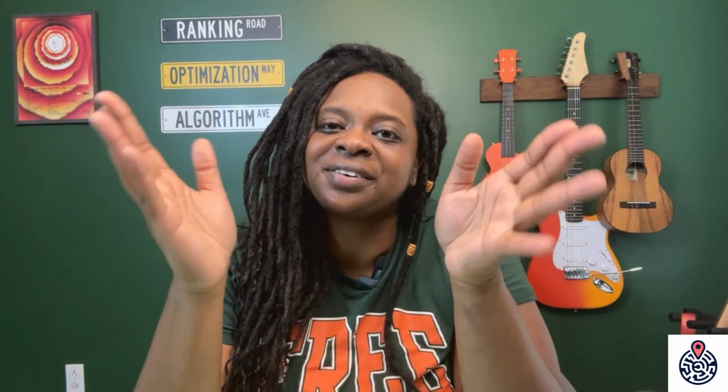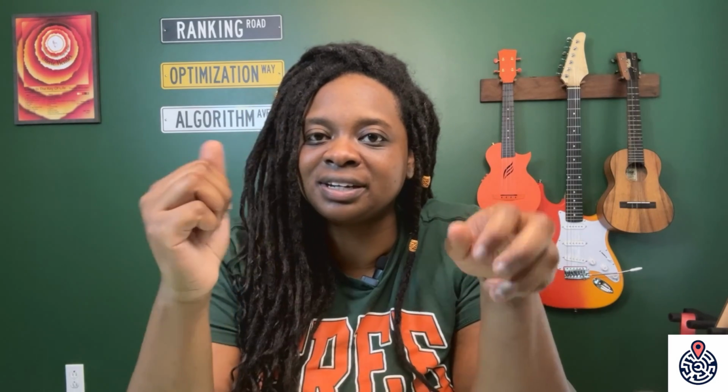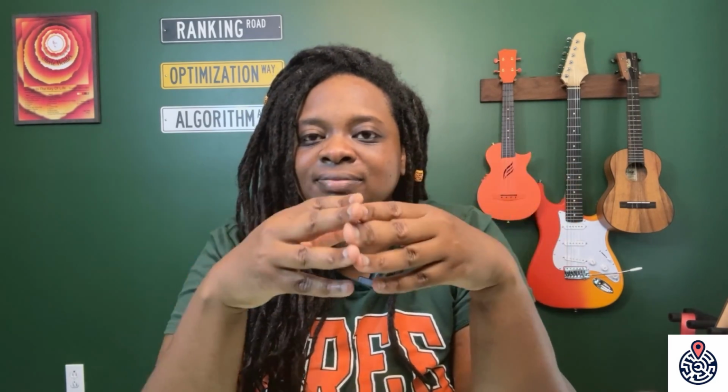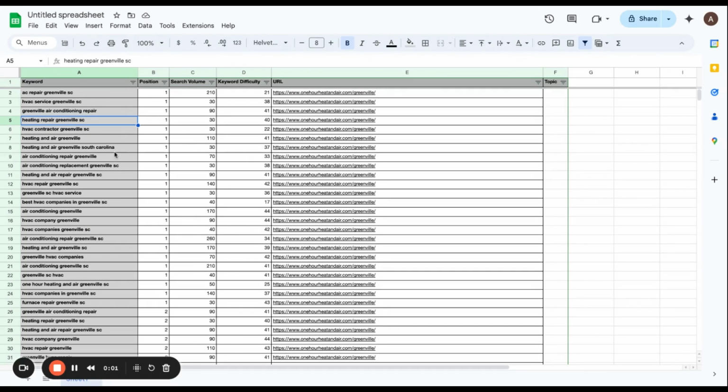Now, once you've gathered all this data, the real work begins. I like to combine the data from different sources into one spreadsheet. It's essential to organize that data in a way that makes sense for you. Okay, so I took one of the competitors and I exported all of the keywords that they were ranking for.